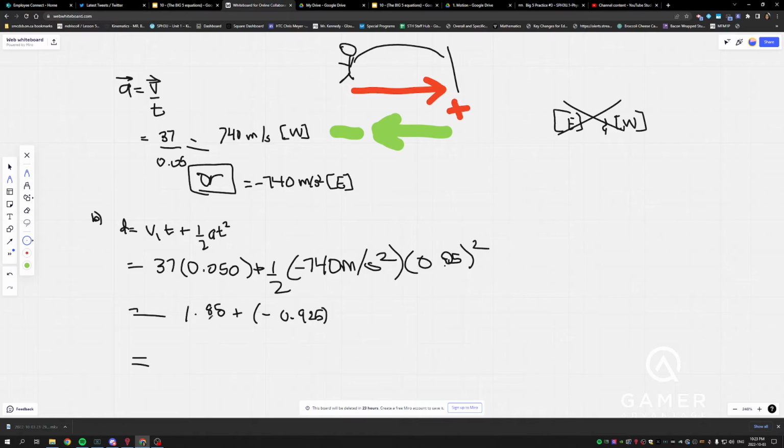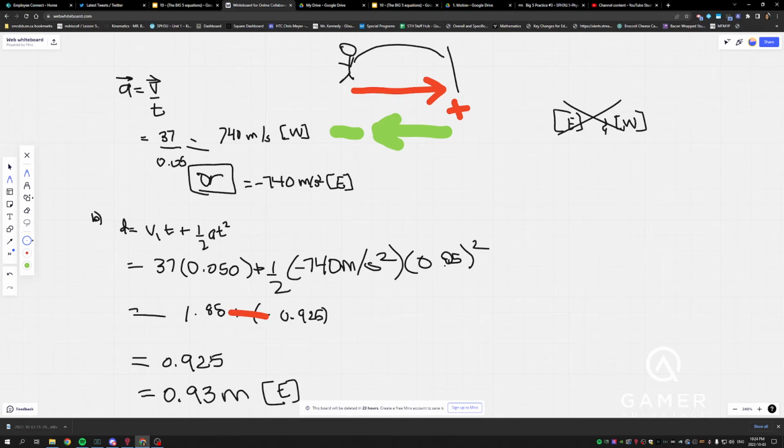I'm left in this final stage of my equation, and I notice I have a positive and a negative. Recall that any signs that are opposite are just going to be negative. So this is the same thing as saying 1.85 minus 0.925. And when I take that into account and put it into my calculator, I end up getting 0.925, which when we round for significant digits, that's going to equal 0.93 meters. And this is all going to be in the east direction.